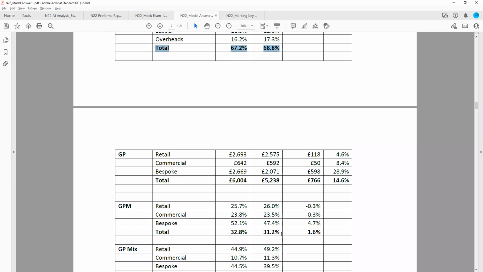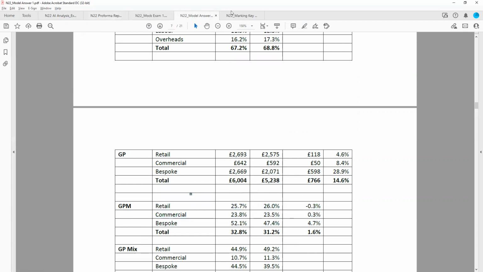And we can see that there. So there we are. The gross profit margin there has increased. You can see just from that number that it would be 32.8, and it was 31.2 in the previous year. And then we can do the gross profit margin by each client type. You can see it's dropped slightly for retail, gone up slightly for commercial, and Bespoke is a big jump. And Bespoke was already the highest margin product.